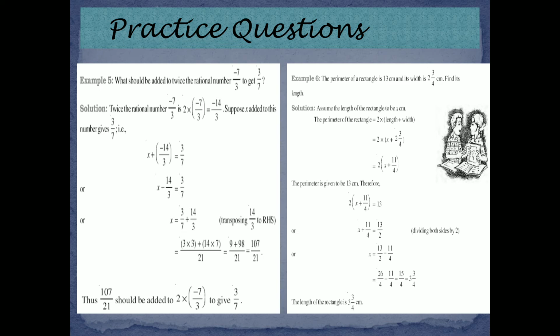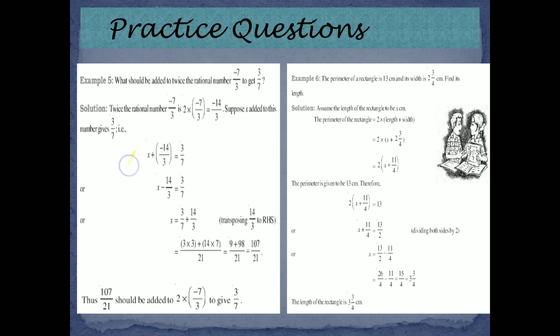Example 5. What should be added to twice the rational number minus 7 by 3 to get 3 by 7? Now it says twice the rational number minus 7 by 3. So twice of this number will be 2 into minus 7 by 3, that is minus 14 by 3. Condition 1 is satisfied. Now it says what should be added to this. If I assume that x is added to this to give you 3 by 7, how will I put it in the equation? So x plus minus 14 by 3 equals 3 by 7. If I add x to this, I will get 3 by 7 as my answer.